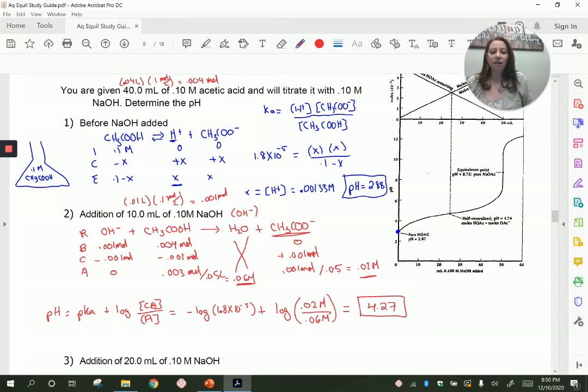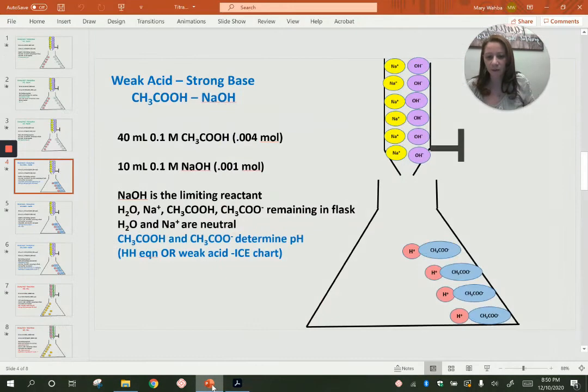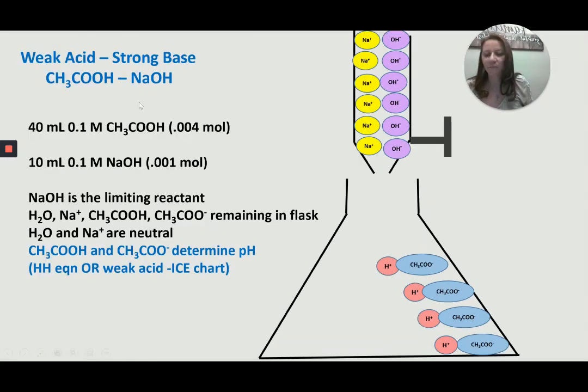So I'd like to show you a representation of this here. We have in our flask right now 40 milliliters of 0.1 molar acetic acid, which is equivalent to 0.004 moles. So each of these is going to be 0.001 moles. So I have 4 of them. Acetic acid is a weak acid, so most of it stays molecular, very little of it ionizes, and so that's why I have it represented stuck together or bonded together here, because it is molecular.